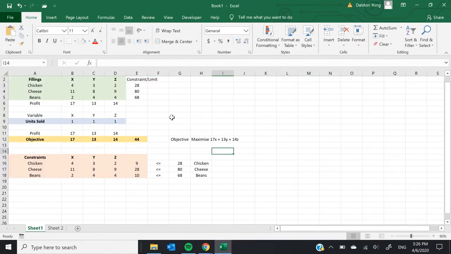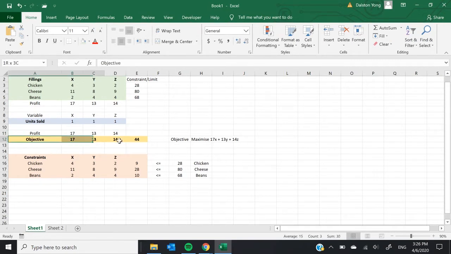For any linear programming problem, there are always three parts: first the variables, then the objective, and lastly the constraints. The variables in this case are already quite obviously stated. The question stated that we're going to have X, Y, and Z, the three kinds of sandwich we want to sell. This ties into our objective statement, because for every X we sell, we make $17, for Y we make 13, and for Z we make $14.